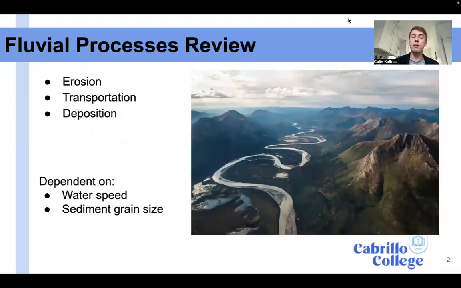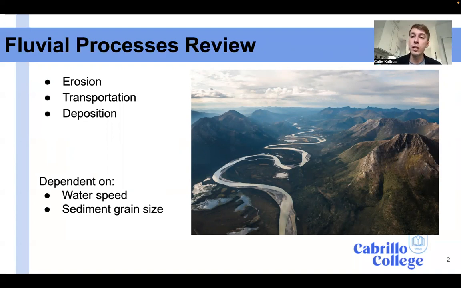So in review, a fluvial process is one that is caused by a river. It's a riverine process. So anything that is in a river basin is a fluvial process. This is basically broken up into three separate parts: erosion, sediment transportation, and then deposition. And all three of these are dependent on water speed and the sediment grain size that is being moved.